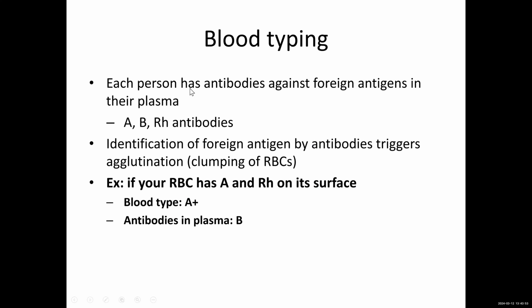So each person has antibodies. So those were antigens, right? So antigens over here, you can have your own antigen, like antigen A, antigen B, or both. Or if, let's say, you received a wrong blood type, then you're going to form antibodies against this foreign antigen. So we have antigen A, B, and Rh, we also make antibodies A, B, and Rh.